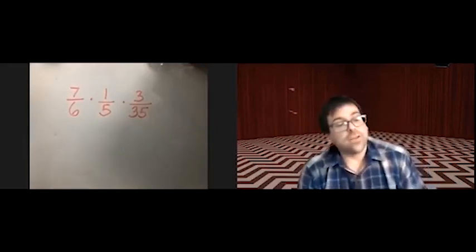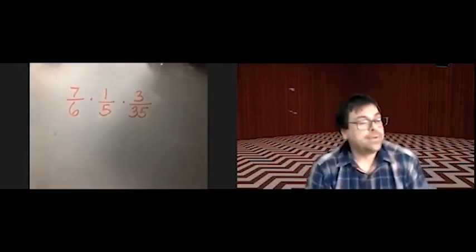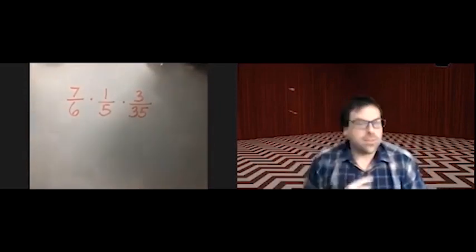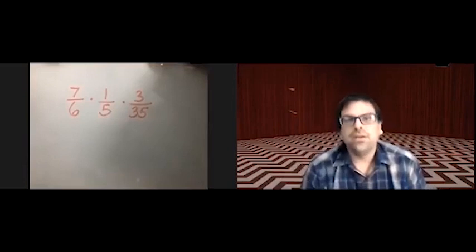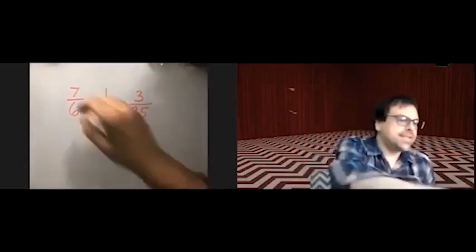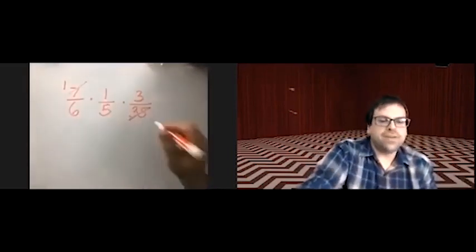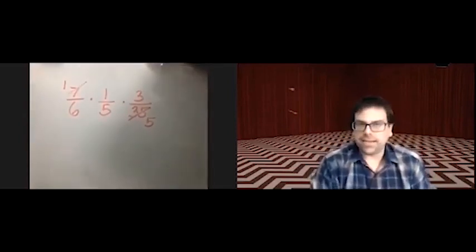So we look for anything on the top that shares a factor with anything on the bottom. I see a 7 on top. I see a 35 on the bottom. Why do I know that those are both divisible by 7? Because I know my multiplication tables. 7 divided by 7 is 1. 35 divided by 7 is 5. Anything else?